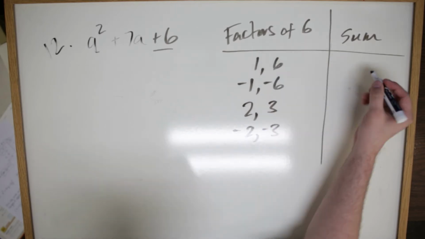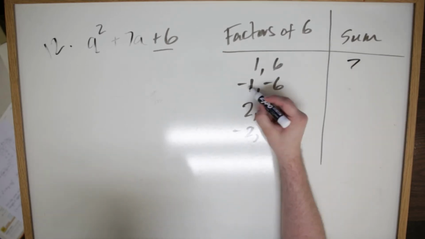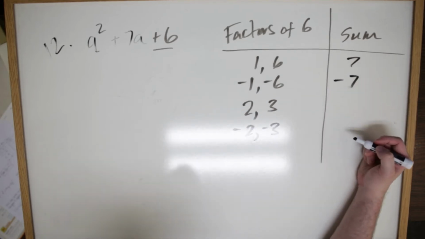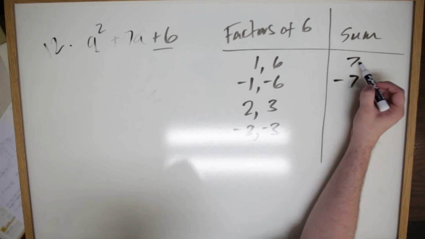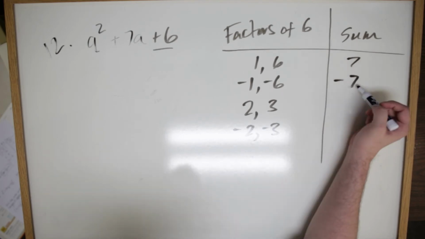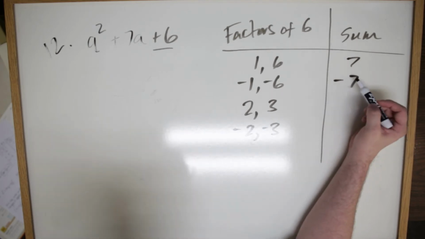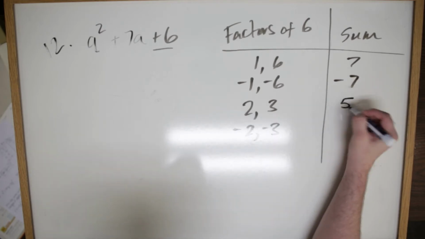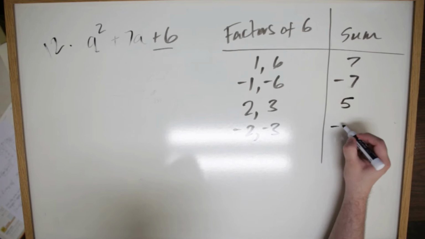1 and 6 is going to be 7. Minus 1 and minus 6 is a minus 7. Okay, I'll give you a little hint. Usually these numbers right here, you'll see them in pairs, and one of them will be negative. Okay, 2 and 3 is going to be 5. Minus 2 minus 3 is a minus 5.